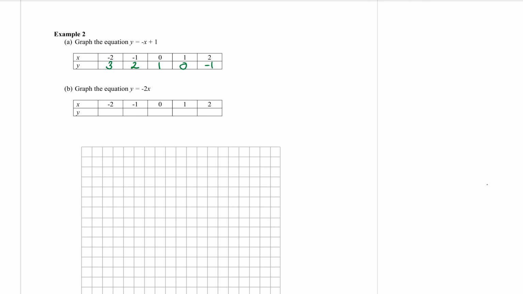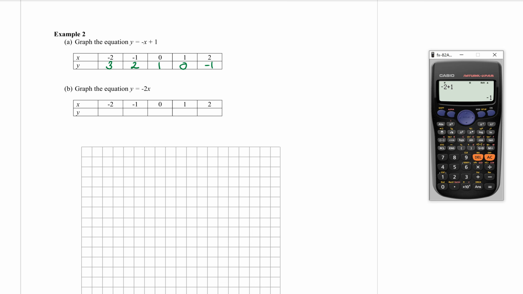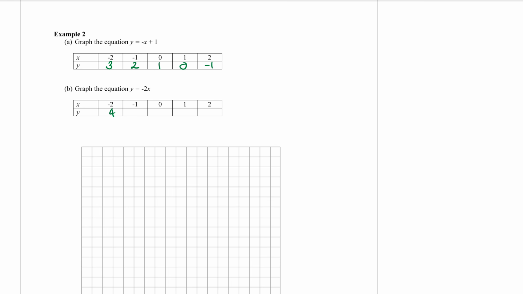Let's fill in the second table. y is equal to minus 2x is my equation. So all that means is that I want to have minus 2 times by whatever my x value is. And my first x value is minus 2. So minus 2 times minus 2 is 4.